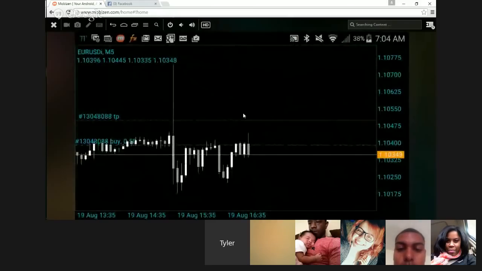It's like we can't get no love over here today. Very volatile. I like that, though. It's always good to have a market with a lot of movement. Well, your USD is more in a consolidation mode. That's why it's going up and down.